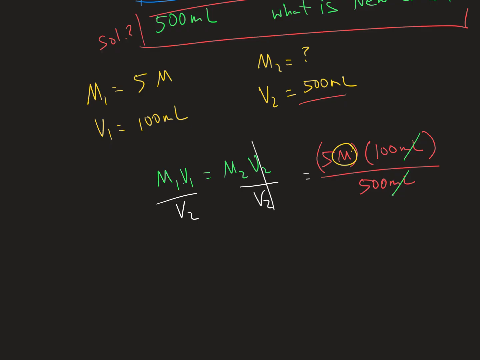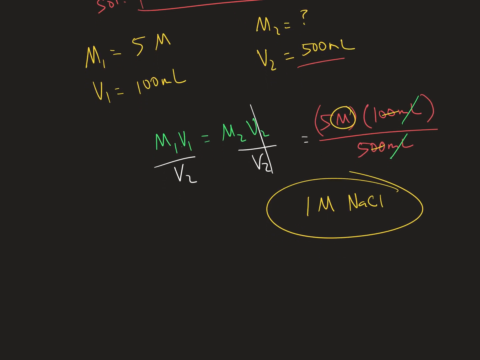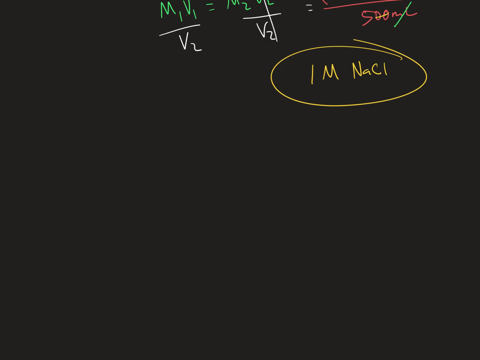So I get what? A molarity of 1. Does that make sense? Of my sodium chloride solution, right? And I have 500 milliliters of that. Does that make sense, guys? Questions? Should we do more of an applied problem? Okay.